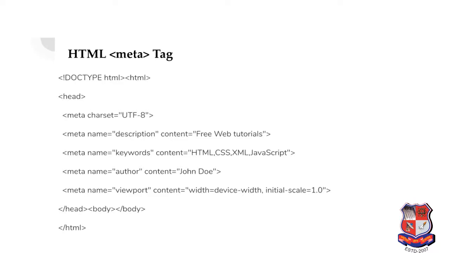Meta charset, that means it specifies the character encoding for the HTML document. Meta content gives the value associated with the HTTP equivalent or name attribute. The HTTP equivalent attribute provides an HTTP header for the information or value of the content attribute. And meta name specifies a name for the metadata.